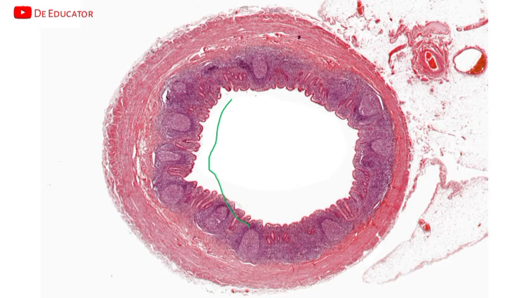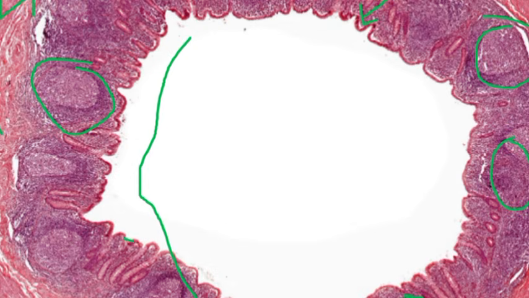All right, so you can see a lot of lymphoid tissues. Once you see it looking like this, don't forget your muscular layer. You can see your muscular layer here. Don't forget that this is your mucosa. If you zoom in, you'll see that this is the epithelium. This is your epithelium here.